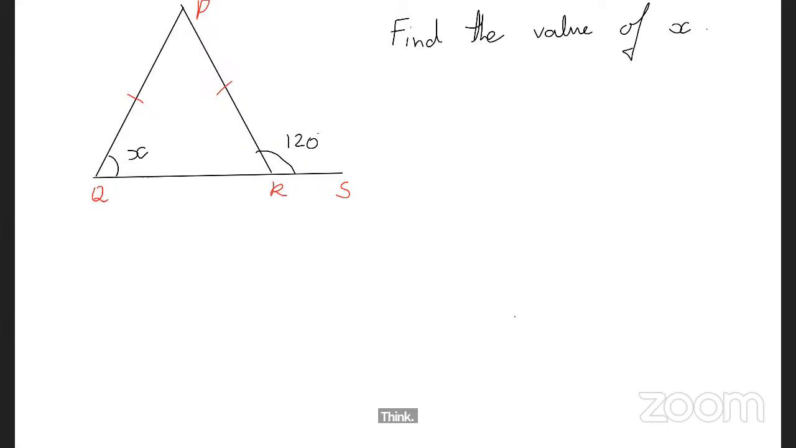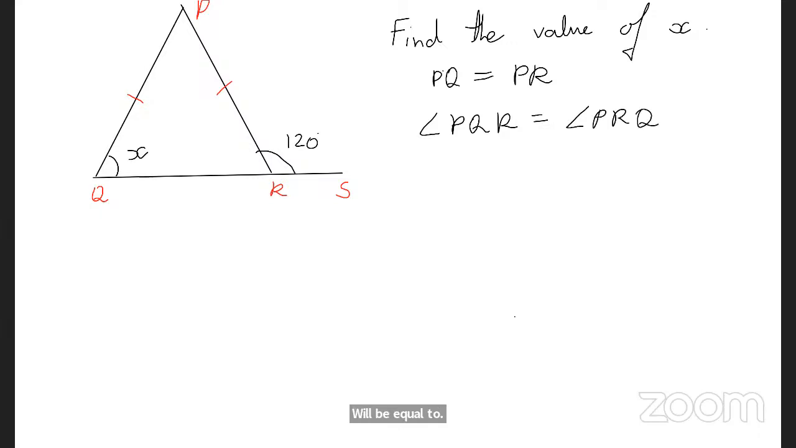Okay, let's try this out. Find the value of x. In this question, it is an isosceles triangle. PQ side is equal to PR. This is given to us. So angle PQR will be equal to angle PRQ. Why? This is the property of isosceles triangle that I explained yesterday.